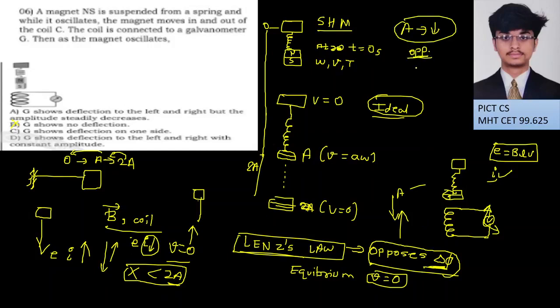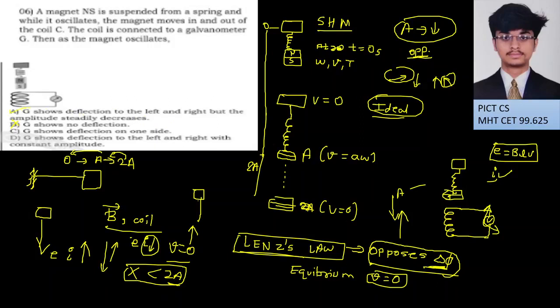Alright, and also the galvanometer initially was deflecting towards the right while the magnet was going down. While the magnet was going up, the direction just became exactly opposite. Current was induced in both cases. So what we can comment is that the amplitude is not constant, it is steadily decreasing, and the galvanometer shows deflection towards right and left. So option number A is, I guess, matching.